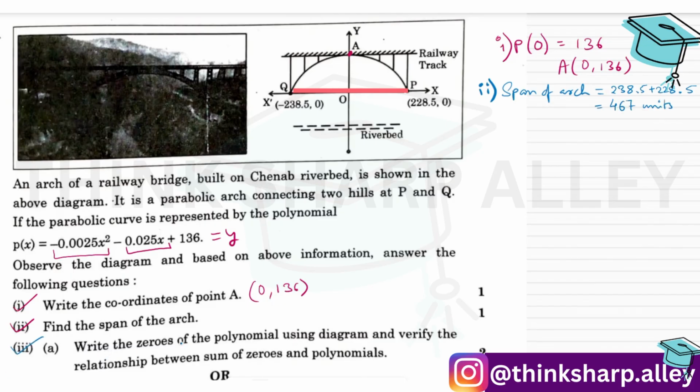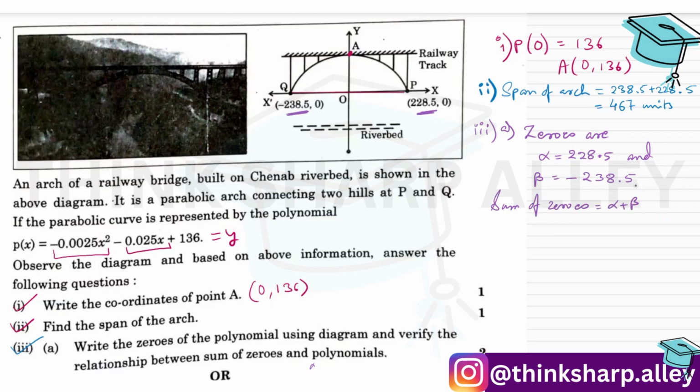Now the third question is to write the zeros of the polynomial using the diagram. So from the diagram, you know already that the zeros are the points at which the graph cuts the x-axis. So that means our zeros are minus 238.5 and 228.5. And next we have to verify the relationship between the sum of the zeros and the coefficients of the polynomial. So we know already the sum of the zeros must be equal to minus b by a. So let's find the sum of the zeros first. So sum of these two, which is equal to minus 10.